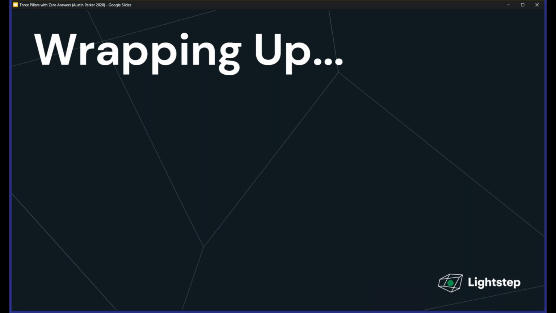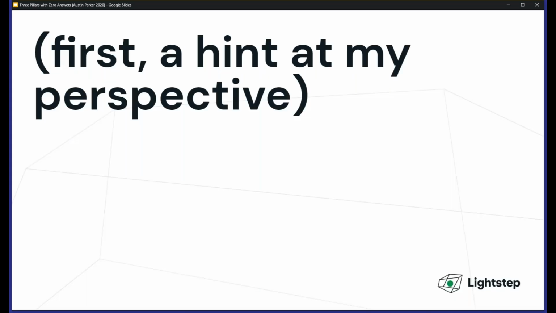So let's talk about the scorecard for observability. And first, I'll give you a hint at how I tend to think about this.